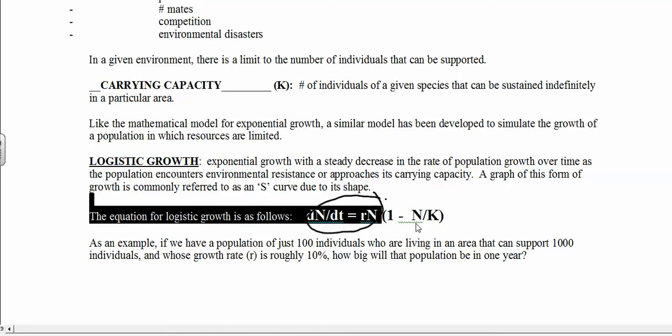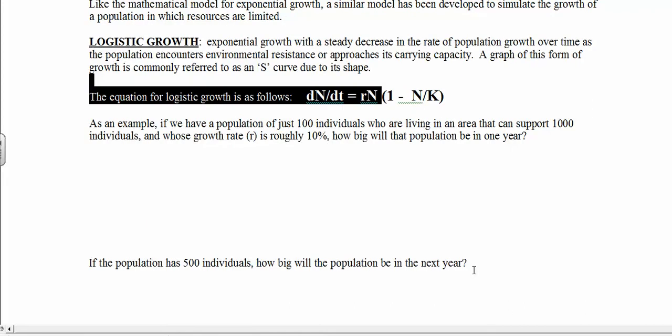N represents the existing population. K represents the carrying capacity of that particular environment. And so what you're basically doing is saying, all right, based on how much of my carrying capacity I've already filled, I'm only going to grow at a certain fraction of my total intrinsic rate of growth. But this will make much more sense if we do some examples, so let's just jump right into it.